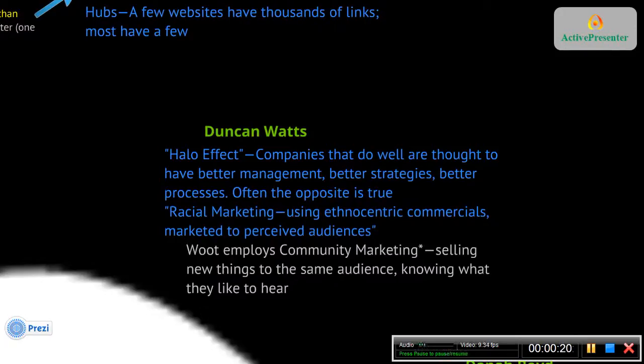Another thing that Duncan Watts talks about is racial marketing, using ethnocentric commercials marketed to perceived audiences. That perceived audience is something that Woot plays highly upon. They use what I would call community marketing, selling new things to the same audience, knowing what they like to hear. But who is their perceived audience?